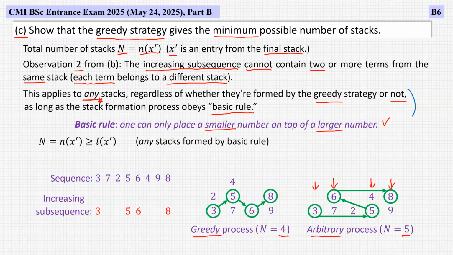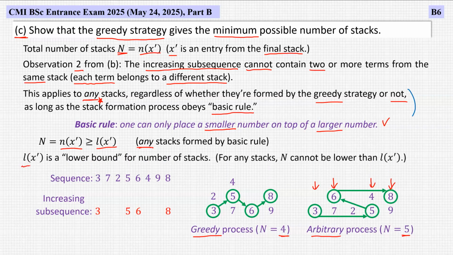Therefore, the inequality relation from observation number 2, which is that the number of stacks is always greater than or equal to L of x prime, the length of the longest increasing subsequence, also holds for any stacks formed by the basic rule. That is, this L of x prime acts as a lower bound for the total number of stacks. Whatever strategy you use, the number of stacks cannot have values lower than L of x prime.